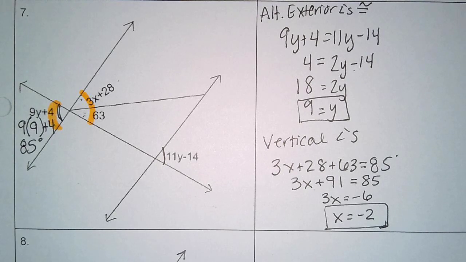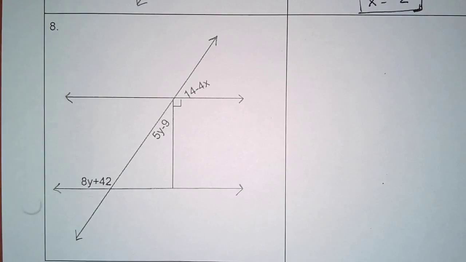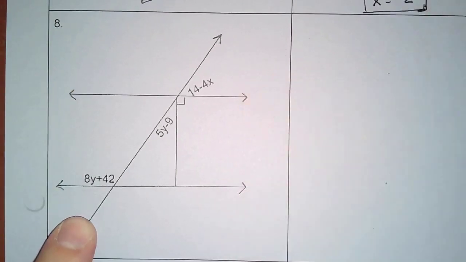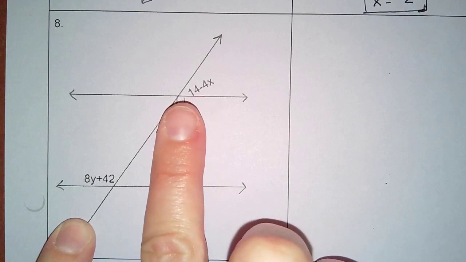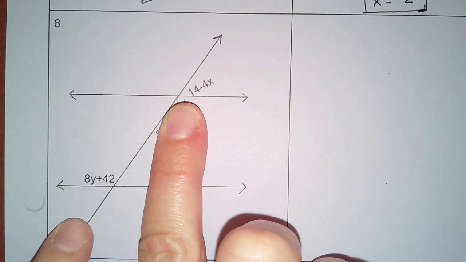Last one. Okay, again, we have these two parallel lines here. And then this line would be considered our transversal. So this is an extra piece. Why not? Yeah, I'm trying to challenge you, right?